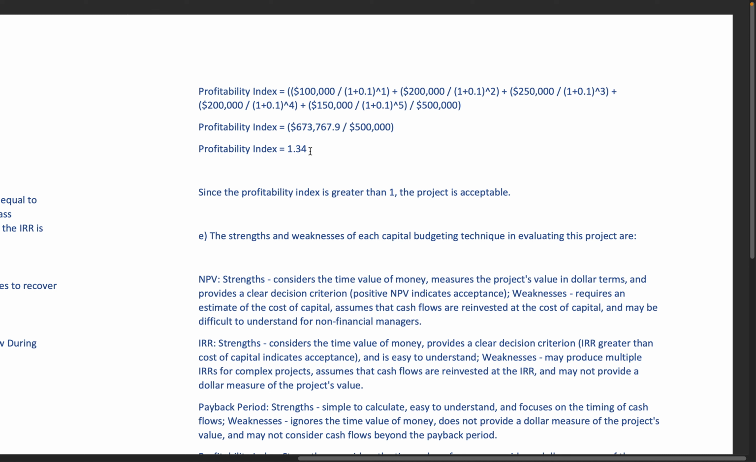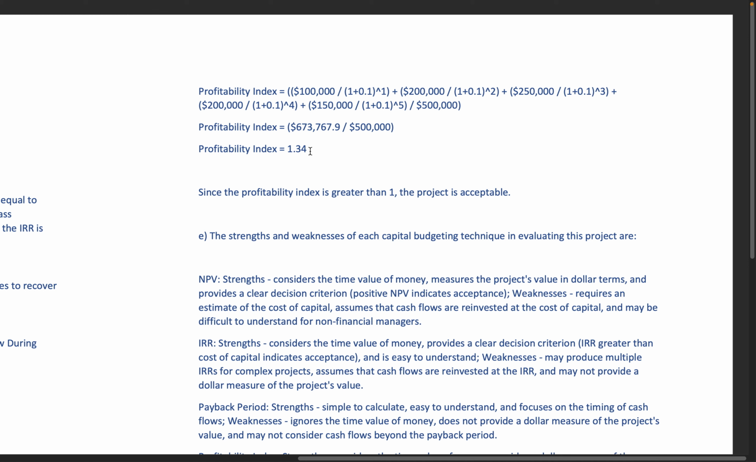So the strengths of IRR, internal rate of return, are that it considers the time value of money and gives you a clear decision criterion. Your IRR needs to be greater than or equal to your cost of capital, because remember, if it's less than that, it produces a negative NPV, so you wouldn't accept it. It's relatively easy to understand as a figure itself, and you can communicate it to non-financial audiences.